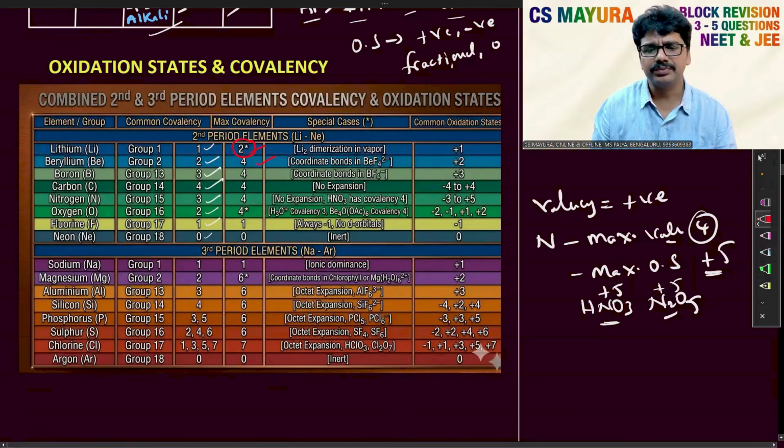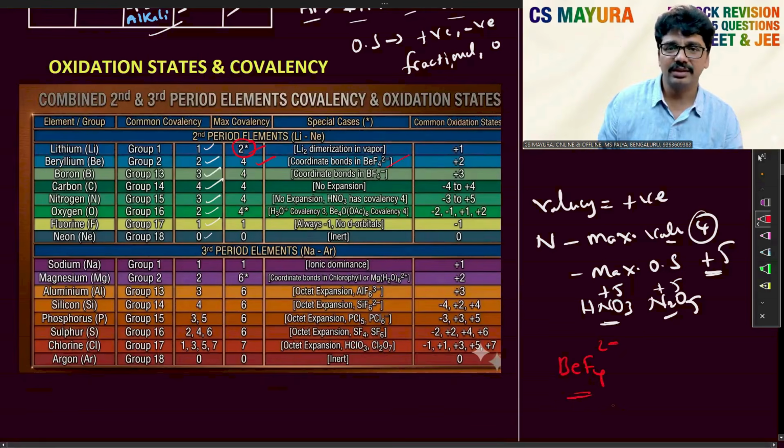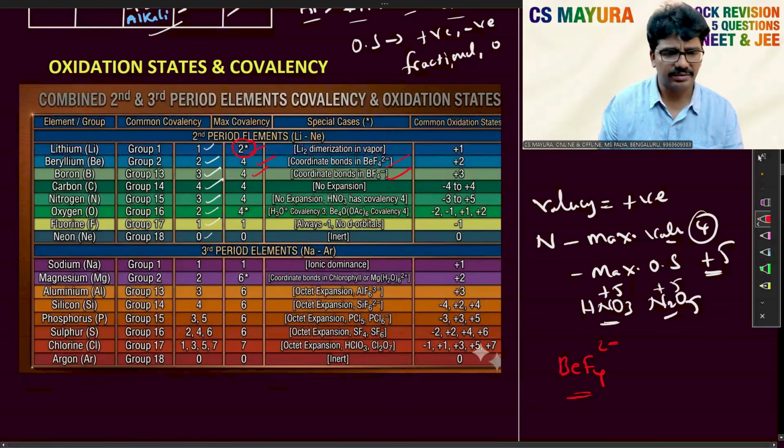Beryllium's maximum is 4. Its example is BeF4 2-. Here, how many covalent bonds are there? 4 covalent bonds. Remember, a coordinate covalent bond or dative bond is also one type of covalent bond included in the covalent bonds. So there are 4 bonds for beryllium with 4 fluorine atoms, so its maximum covalency is 4. Boron's maximum covalency is also 4, as in BF4-, with 4 bonds. Their oxidation states are different; you can calculate the oxidation states mathematically.